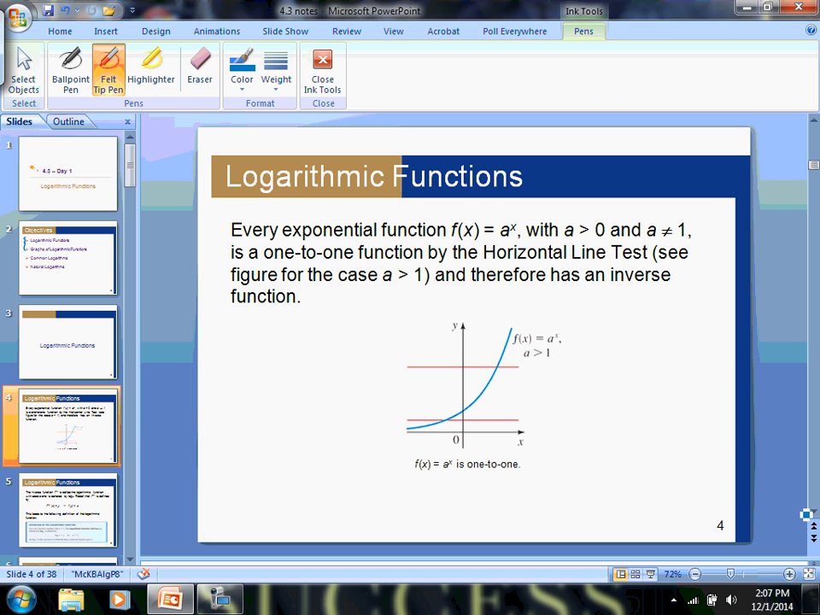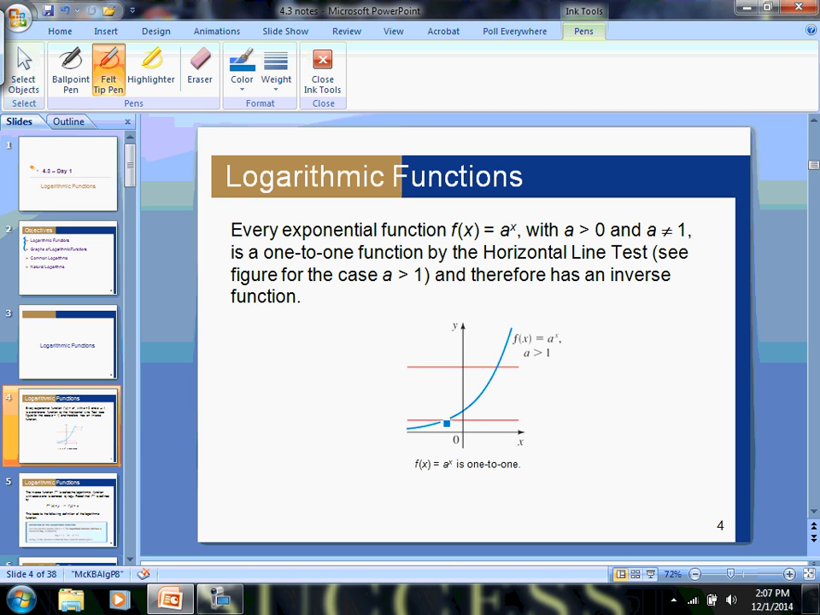Now, in the previous sections, we've been talking about exponential functions. This figure shows a graph of an exponential function. Remember that an exponential function is a one-to-one function. That means it'll pass the horizontal line test. So they have a couple horizontal lines drawn in here.